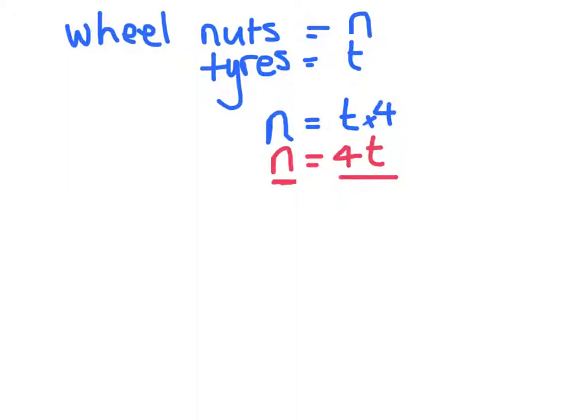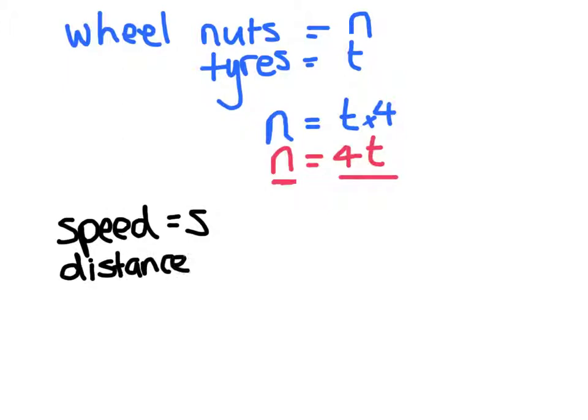And let's try another one here. The average speed of a car is calculated by dividing the distance it has travelled by the time it has taken. Okay, the average speed. Speed sounds to me like it could be an S. Dividing the distance, sounds like a D to me, by the time it has taken. Okay, so we've got three variables here, haven't we? The speed, the distance, and time.